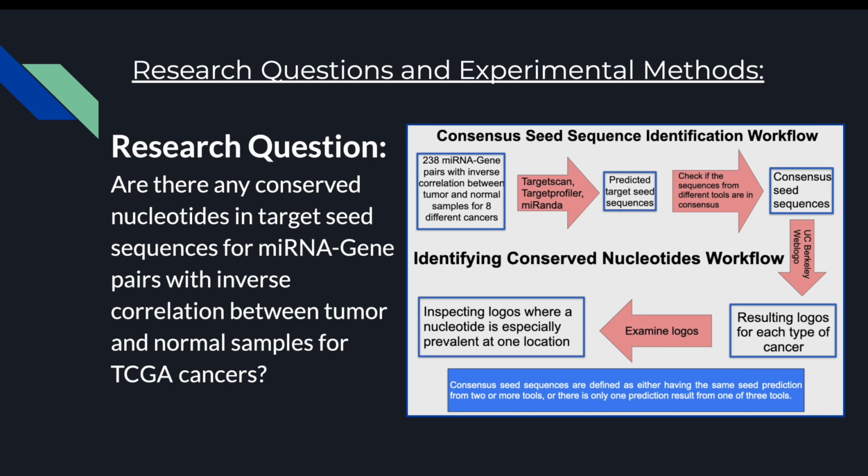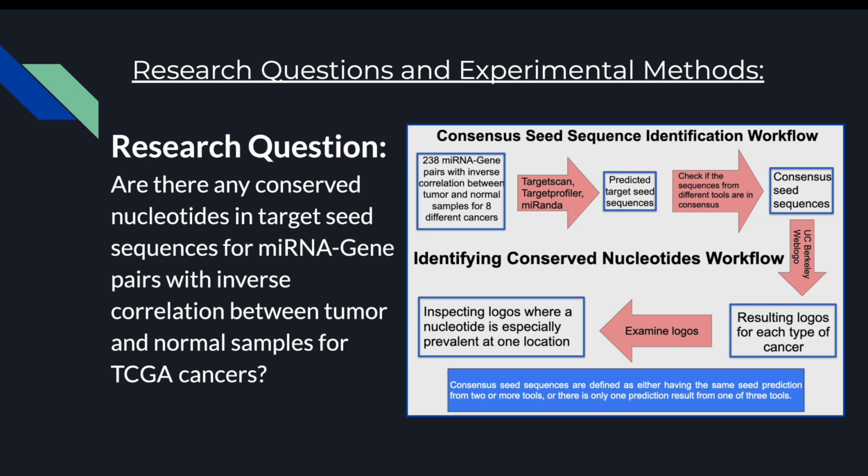After we found our predicted seed sequences, we had to look through each pair to check if the seed sequences for that pair were in consensus. How we did this was, in order for there to be a consensus sequence for that pair, either only one tool generated a sequence for us, or 2 or more tools supported the same seed sequence. We chose to disregard any pairs that did not have a clear consensus seed sequence.